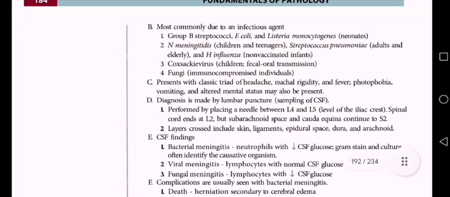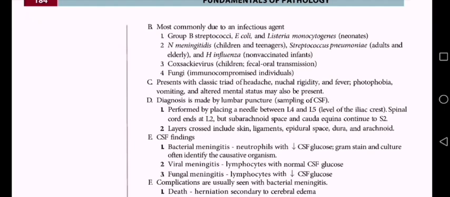Next up, we will talk about meningitis, most commonly due to an infectious agent. The names are given: Group B Streptococci, E. coli, and Listeria monocytogenes. This is happening in neonates. In children and teenagers, Streptococcus pneumoniae; in adults and the elderly; H. influenzae, mainly in non-vaccinated infants. Now, Coxsackie virus, in children, with fecal-oral transmission. Remember, the route of transmission is fecal-oral.